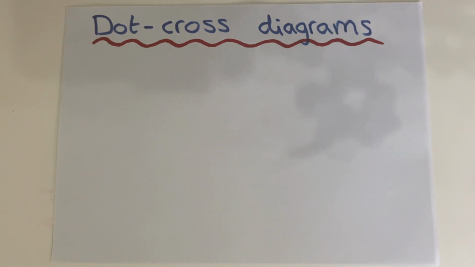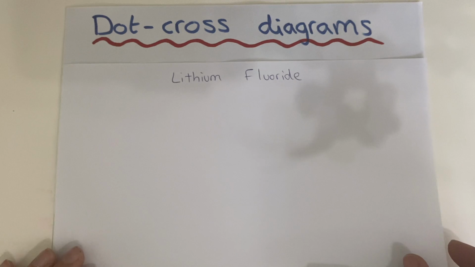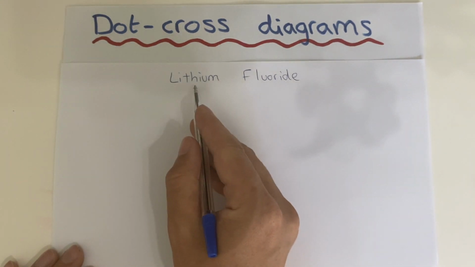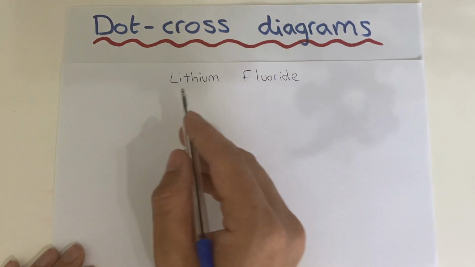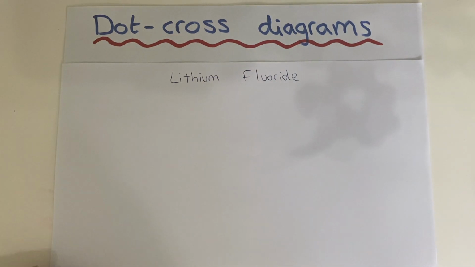Okay, in this video we're going to look at drawing dot cross diagrams for ionic bonds. Ionic bonds form between a metal and a non-metal. So if we look at our first example, we have lithium fluoride. Lithium is a metal, fluorine is a non-metal, so lithium fluoride must contain an ionic bond.